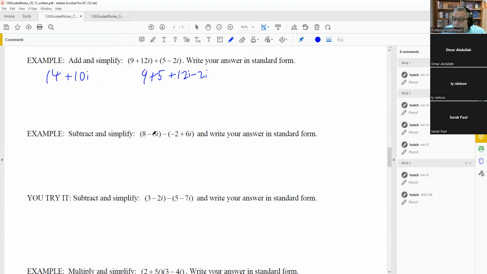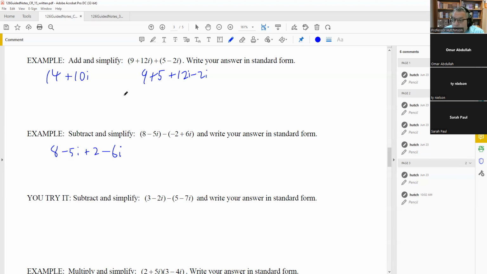Okay, next we've got a minus sign. So the first thing we want to do here is to distribute the minus sign. Minus sign into here, negative, negative will give you a plus 2. And you have a minus and a 6i, so you have minus 6i right there. So that's the first step, is to go ahead and distribute the minus sign through.